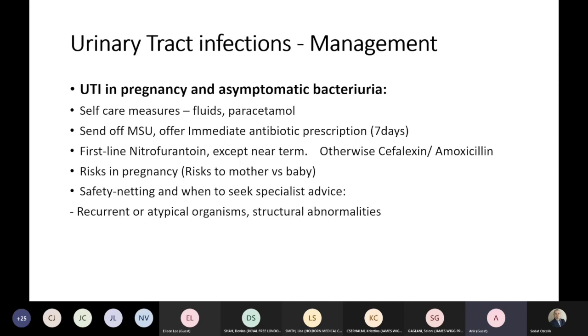Now, interestingly, NICE guidelines actually suggest that if we suspect a urinary tract infection in pregnancy, we give an immediate antibiotic prescription for 7 days and we send off the MSU. So we can use nitrofurantoin except close to term because there's always a risk of neonatal hemolysis. So we tend not to use that close to term. It's important to safety net pregnant ladies, and if things are not resolving, to get some specialist advice, or if there are recurrent atypical bacteria or structural problems that we know about.